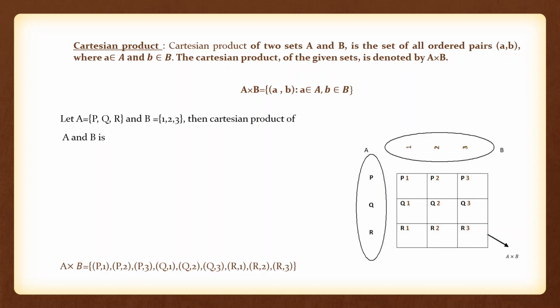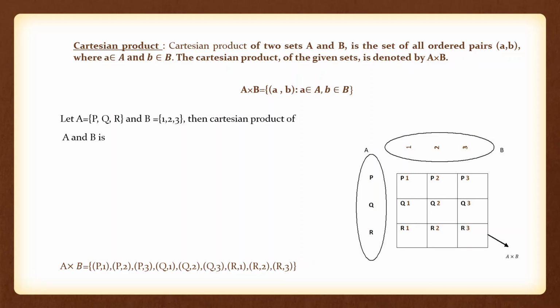When we write it as an ordered pair, we write it as (P, 1), where P represents the first element of set A, and 1 represents the first element of set B. P is the first element of set A, 2 is the second element of set B, and so on. So (P, 3), (Q, 1), (Q, 2), (Q, 3), (R, 1), (R, 2), (R, 3). These are the elements possible in the Cartesian product, the ordered pairs possible when A equals {P, Q, R} and B equals {1, 2, 3}.